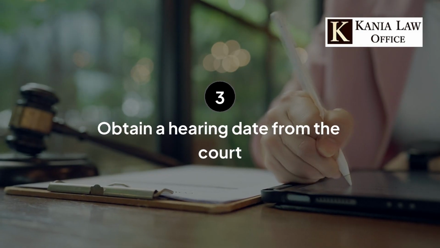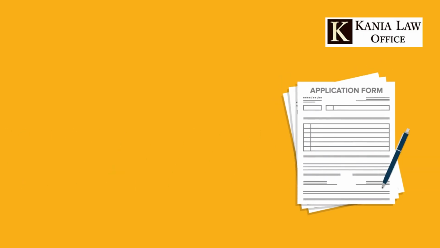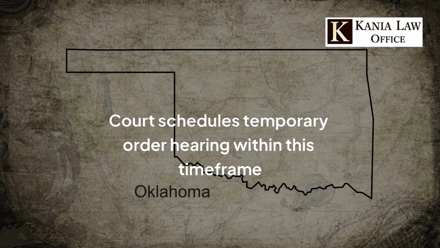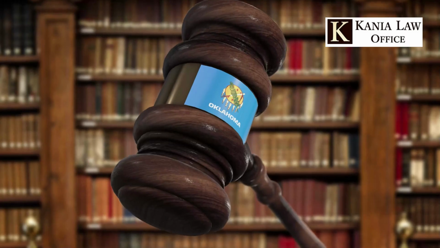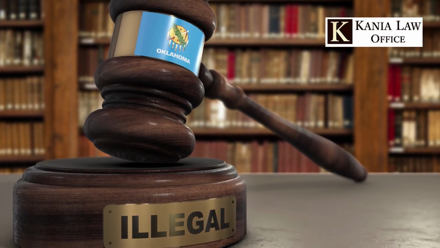Obtain a hearing date. After filing the application, the matter must be presented for scheduling so that a hearing date can be assigned. Oklahoma law generally requires the court to schedule a temporary order hearing within 30 days after the application is presented for scheduling, unless the parties agree otherwise. If domestic abuse allegations are involved and statutory requirements are met, the hearing may be set within 10 days. Many judicial districts maintain a temporary order docket specifically for these hearings.